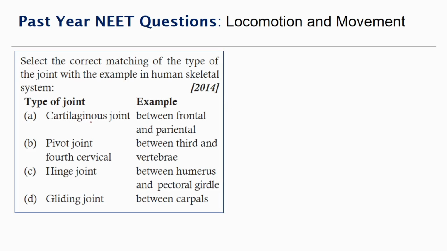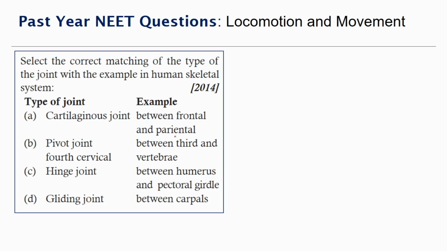So we have cartilaginous joint between the frontal and parietal bones of the skull, pivot joints between the third and fourth vertebrae of the vertebrae, hinge joint between the humerus and pectoral, gliding joint between the carpals. So we have to choose the correct option.